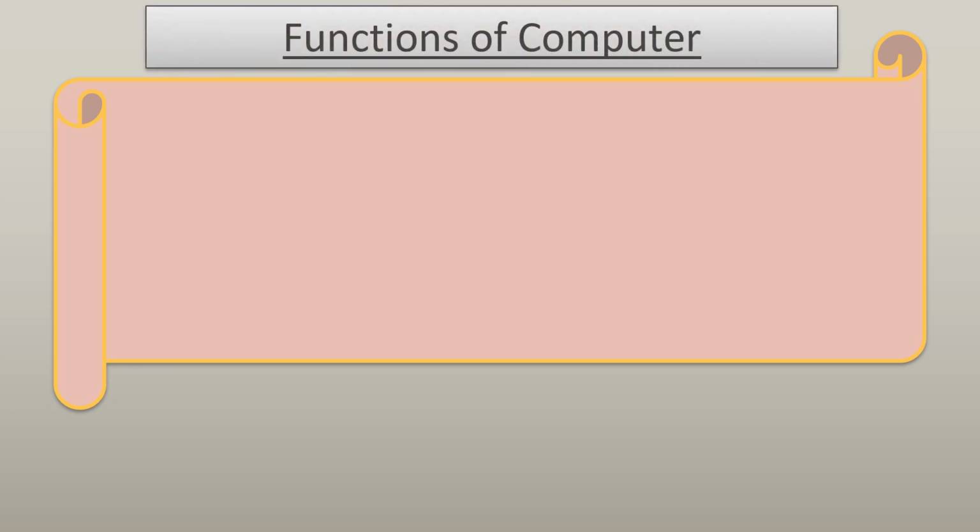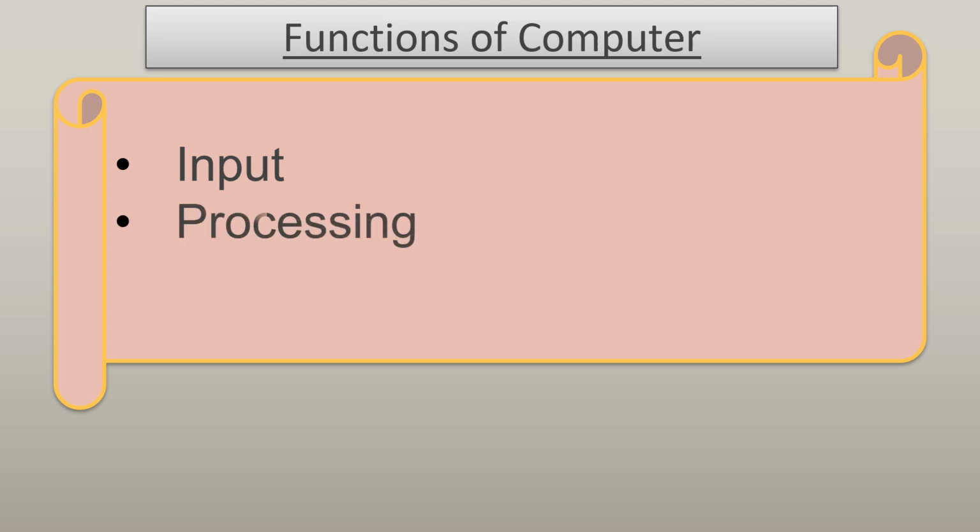Next, we are going to discuss some of the functions of computer. The first one is the input. The data and the instructions which the user enters using a keyboard or a mouse into the computer is called the input. You can enter numbers, words, pictures or sounds as input.